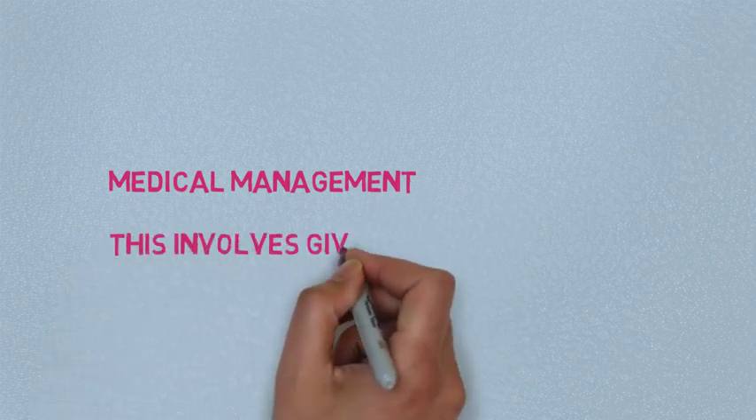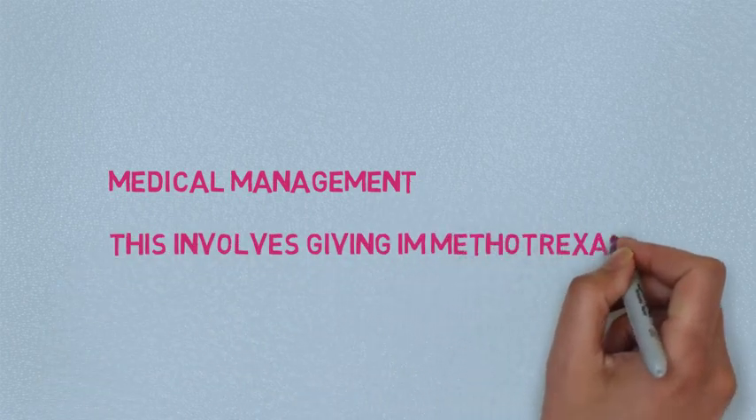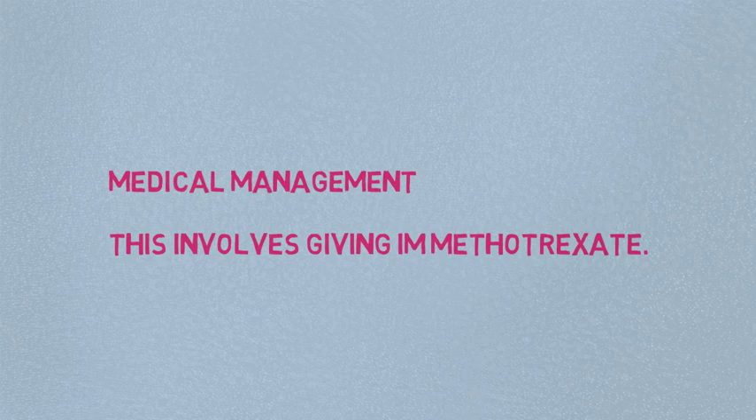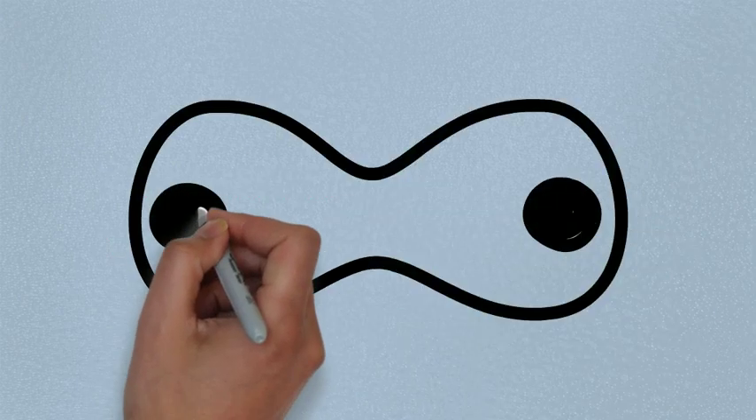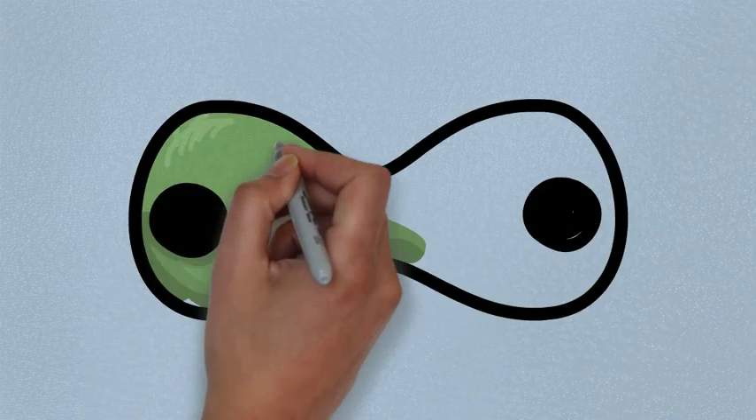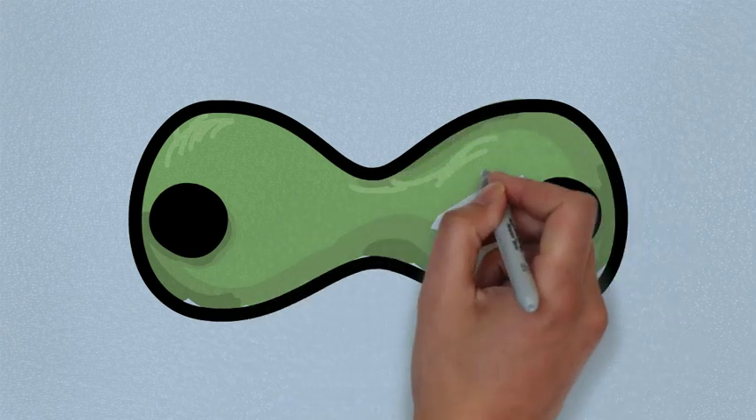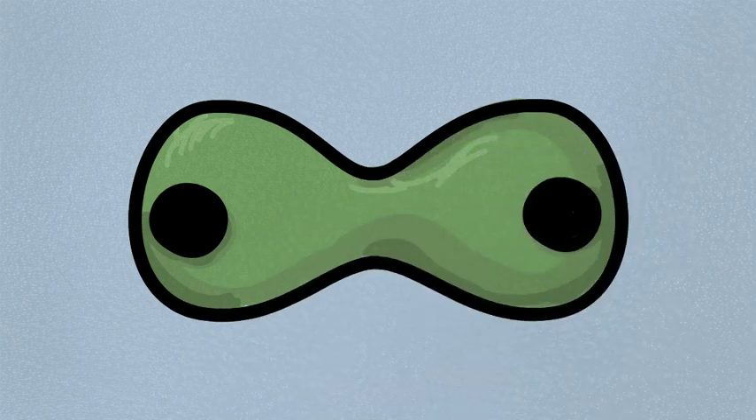Another more common option is medical management, and this involves giving methotrexate. This is a folate antagonist, and folate is needed for cell division. So this will affect rapidly dividing cells, such as that in the blastocyst, and this will stop division.